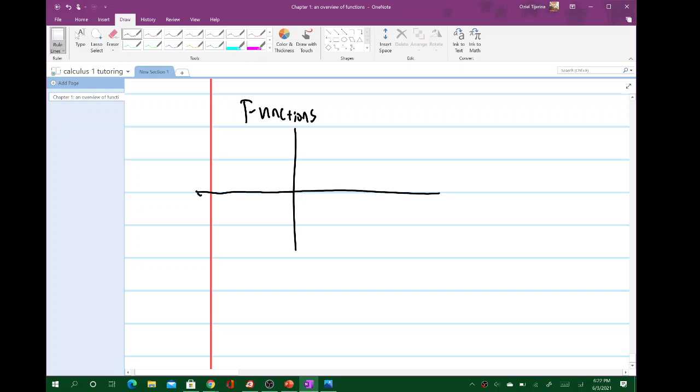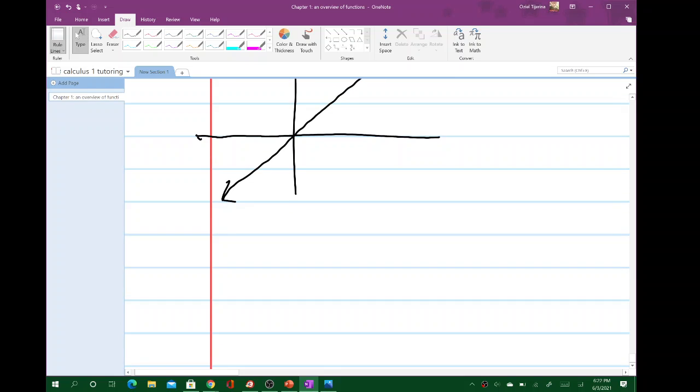So the first one is f of x equals x. This is the linear function, right? This is called a linear function.